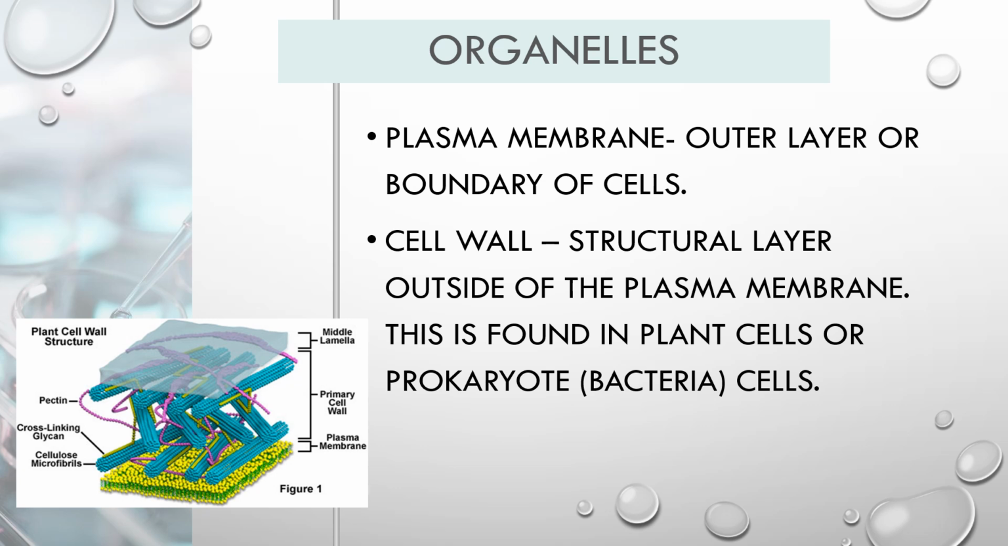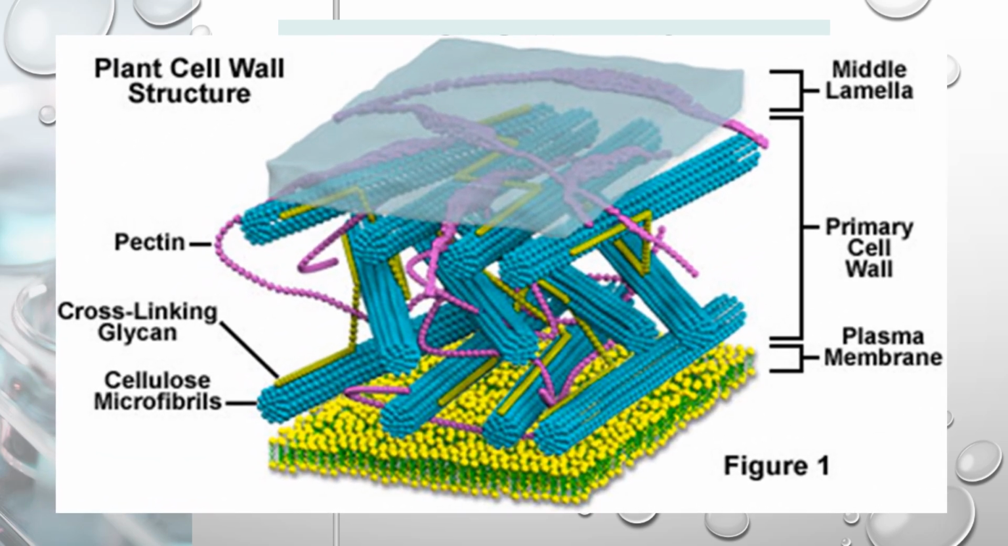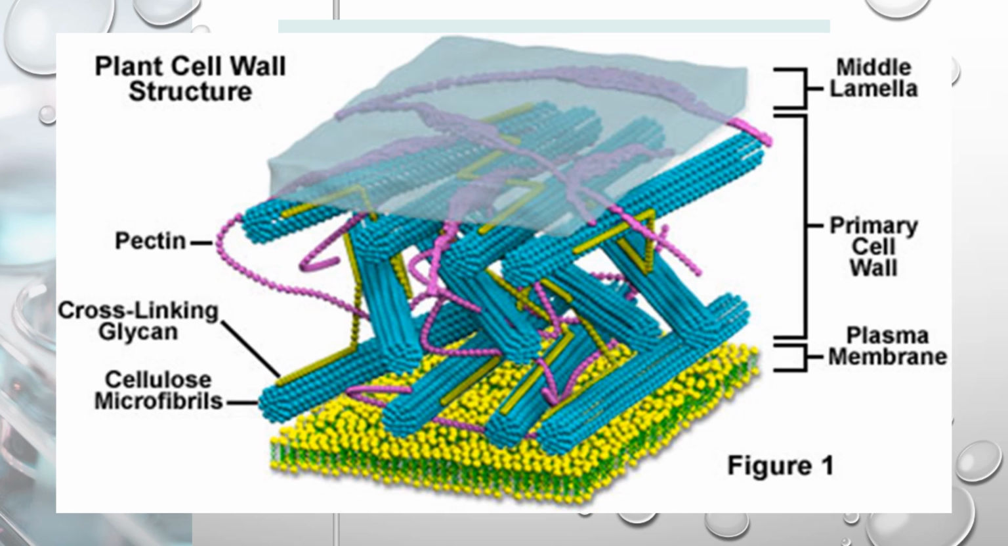If you look closely at this picture, we can see that the plasma membrane is very small. It's the yellow and green at the bottom, and it can fold, it can change shapes. When you have a cell wall, it's very rigid, it has a solid structure, and this is going to be a typical plant cell.